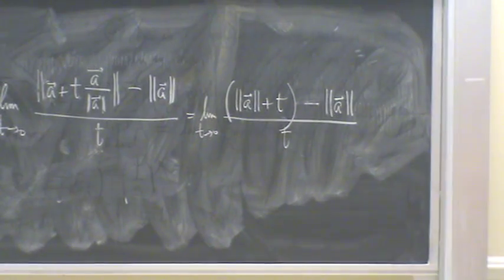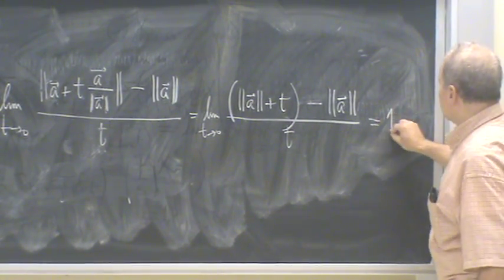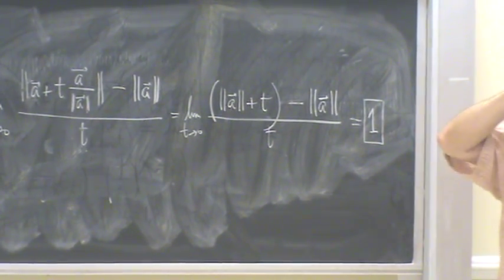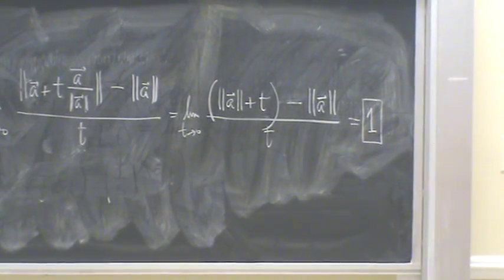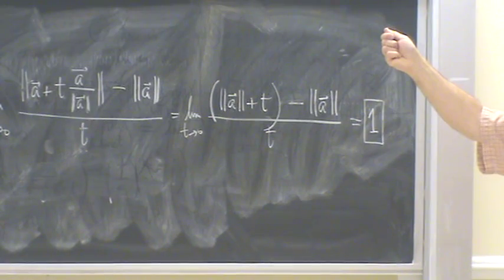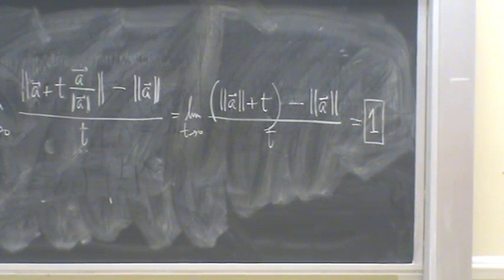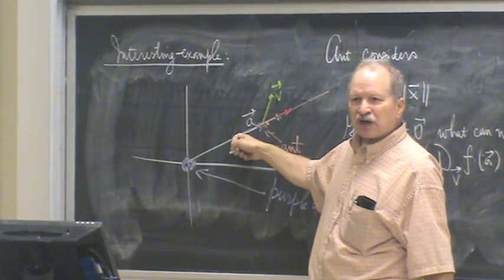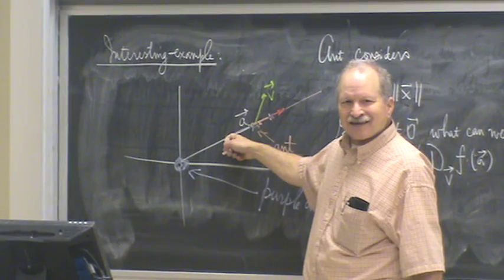What do I get? 1. Does this come as a shock to anybody? No. For every step you take walking along that line, you increase your distance by 1 step's worth. So the rate of change of distance is 1. And if you went in the negative direction, what would the directional derivative be? Negative 1. Because you'd have minus t. A minus t.